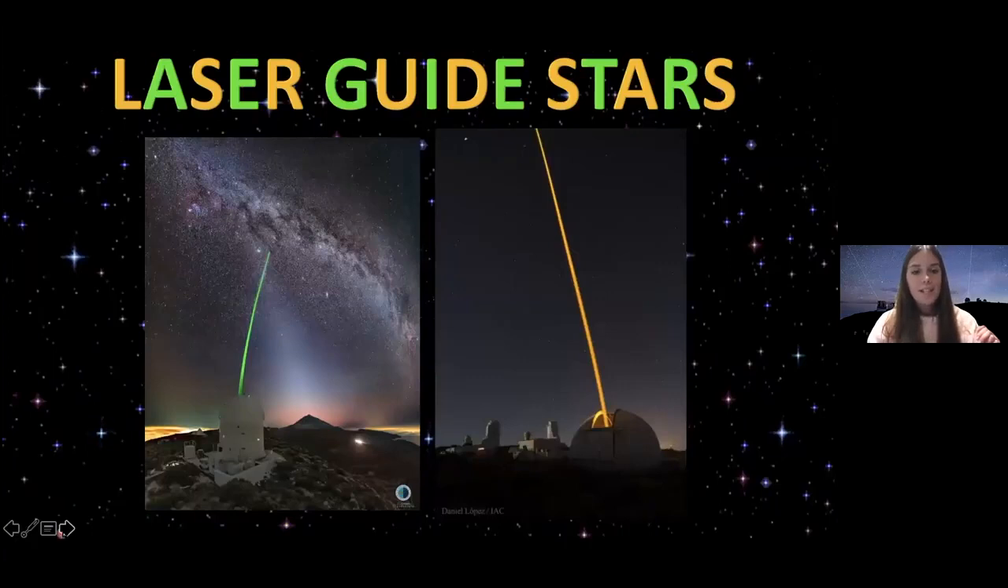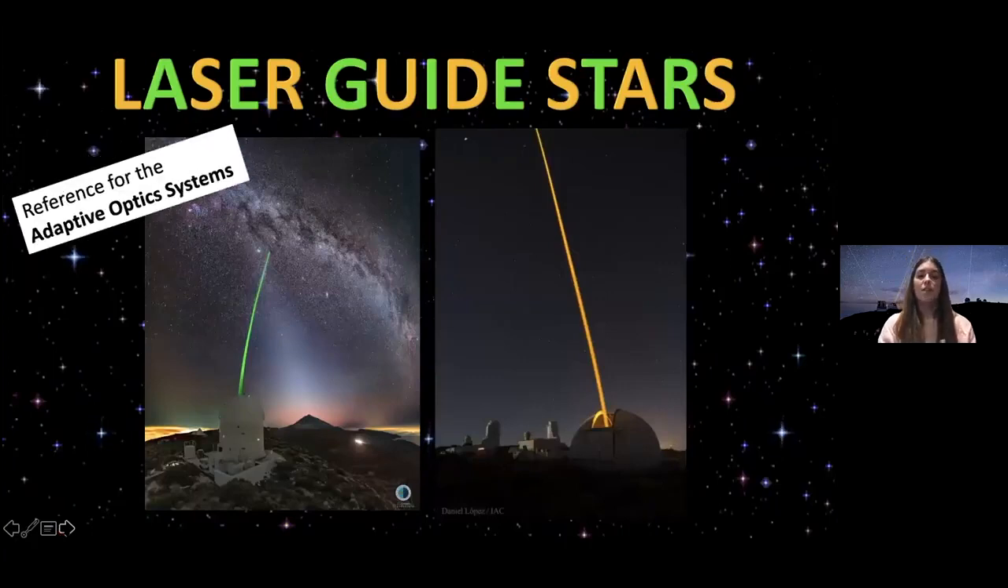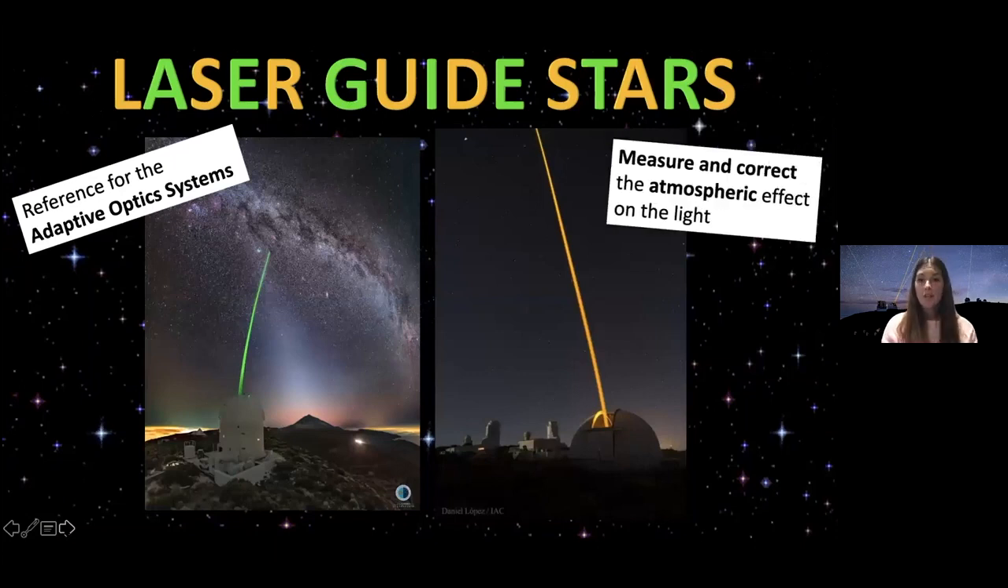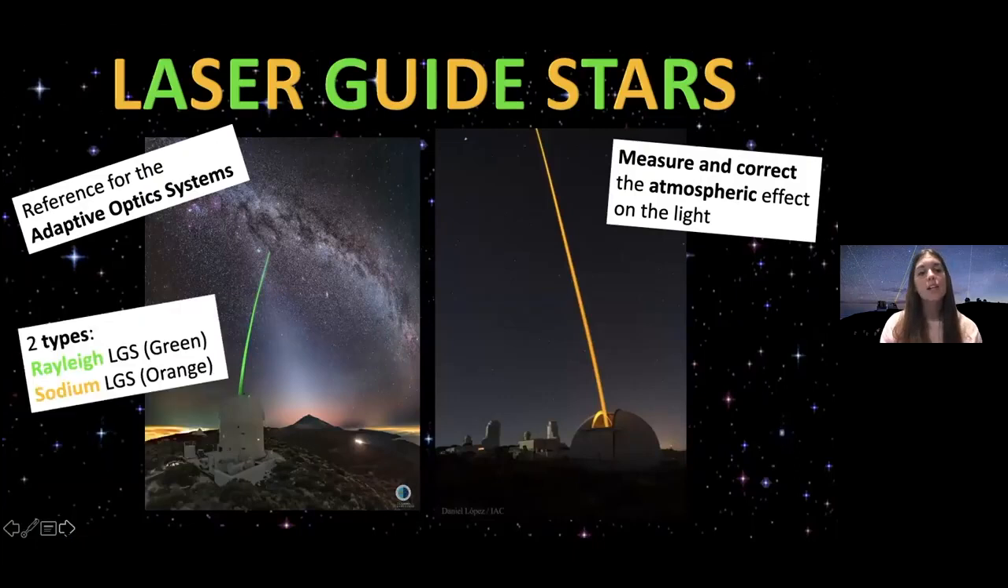So basically, laser guided stars are used as a reference for the adaptive optic systems. They measure and correct the atmospheric effect on the light. There are two different types: the Rayleigh laser guided star that we can generate using a green laser, and the sodium laser guided star that we need to use an orange laser.